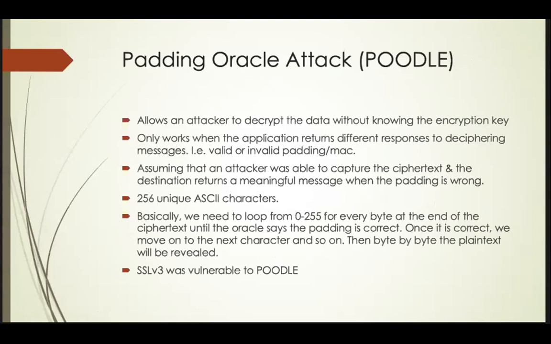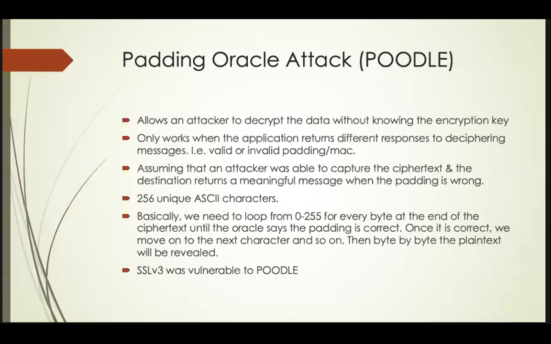Now, this is a little bit complicated, but I'm going to try to explain it. Assuming that an attacker was able to capture the ciphertext, and the destination returns a meaningful message when the padding is wrong. Okay, now the important thing, this is why it's called a padding oracle attack. The oracle meaning that the oracle will tell you, hey, this is wrong, this is right, and so on. Now, if an attacker was able to capture the ciphertext, assuming that you have Wireshark or whatever you want to use, and then you capture the whole HTTPS traffic. But when you try to send it back to the server, the destination returns a meaningful message saying that, hey, this padding is wrong or stuff like that.